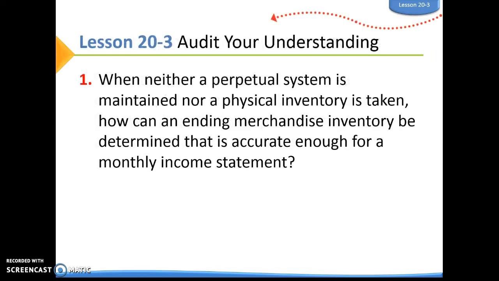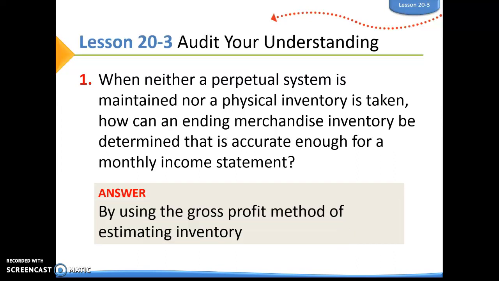All right, number 1, when neither a perpetual system is maintained nor a physical inventory is taken, how can an ending merchandise inventory be determined that is accurate enough for a monthly income statement? That is when they use the gross profit method of estimating inventory.